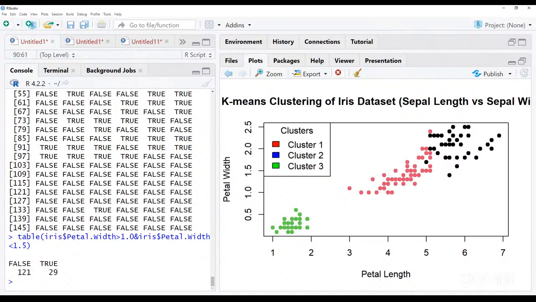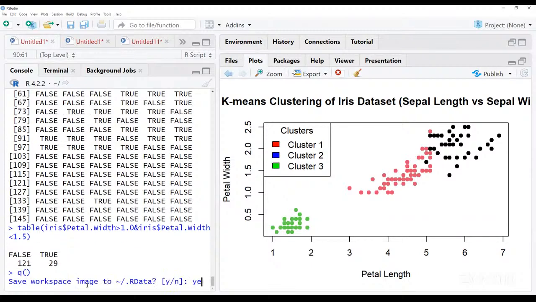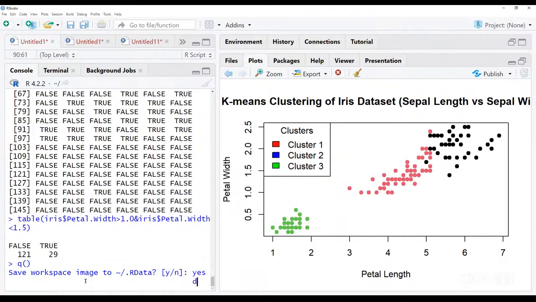Okay, now it is clear. Yes, sir. So you have understood the beauty of the k-means clustering. You can apply the k-means clustering in your school data. So may I close now? Okay, sir.